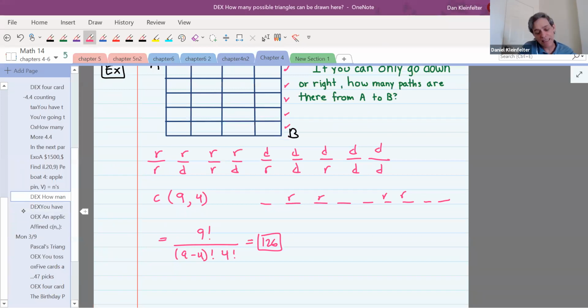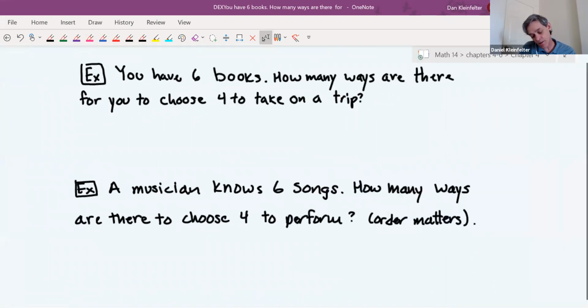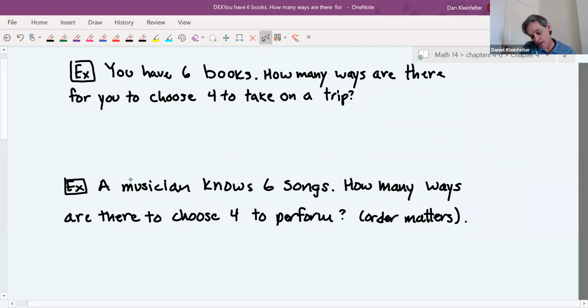All right, a couple more examples. Let's say that you have 6 books that you've been meaning to read. You could take a nice long trip. So you're going to pick 4 books to take with you on this trip to read. How many ways are there for you to choose the 4 books? So we're not talking about the order that you read the books in. We're just, are they going to be in your suitcase or not, right? So how many ways are there for you to select those 4 books?